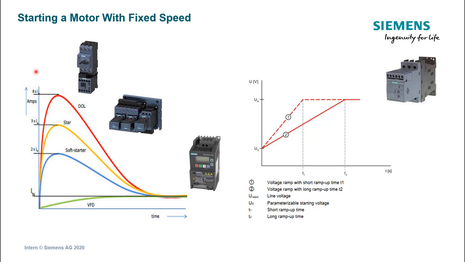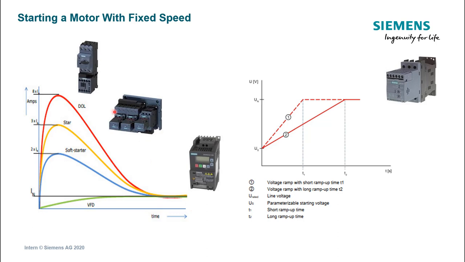Now, one of the key elements of a DOL, a star delta starter, and a soft starter is that these can only be used for fixed speed applications. If you were looking at variable speed, the best option to choose would be a variable speed drive. But one of the main things we might consider when we're switching a motor on is the impact that the starting current has on the motor itself.